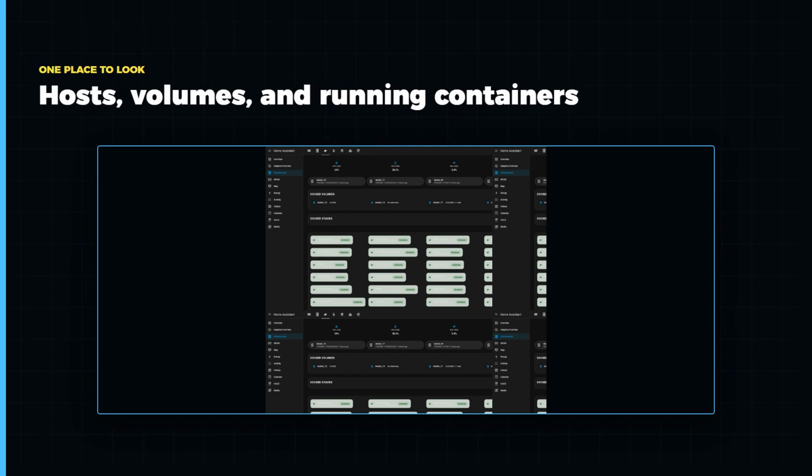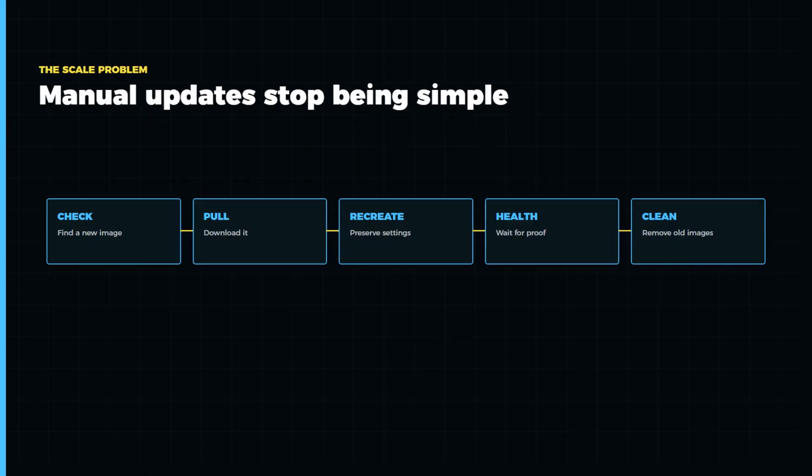These are the actual dashboards from my setup. Pi-hole is answering queries right now. MariaDB has more than 40 million records. The Docker view gives me one place to see the hosts, volumes, and every running container. That is also why updating everything by hand stopped making sense.